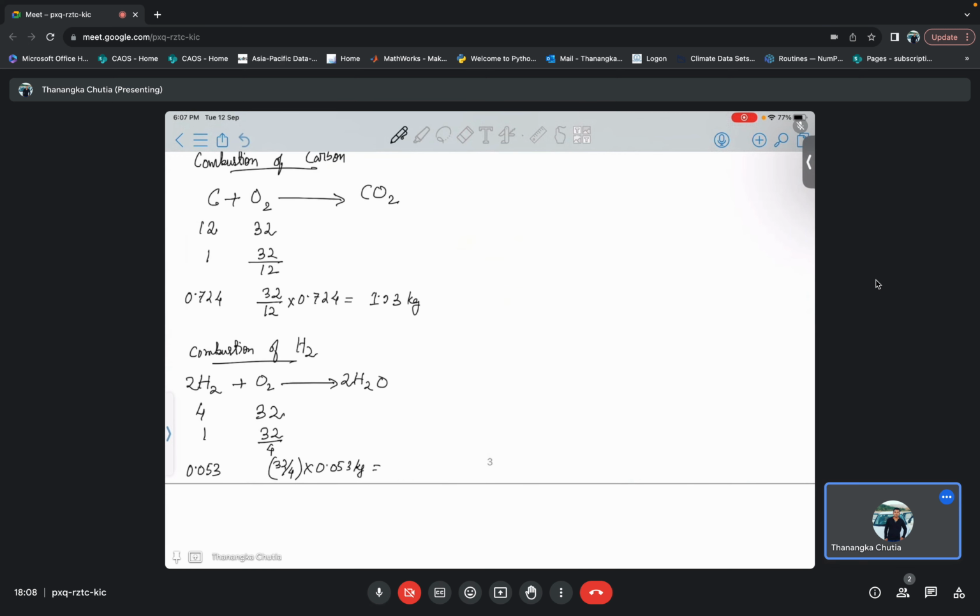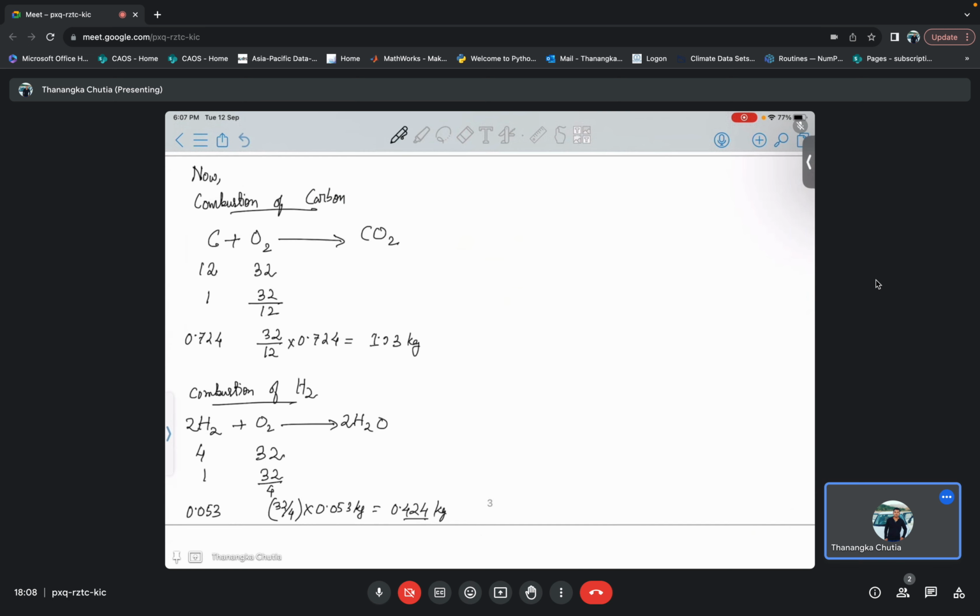So that is 0.424 kg. To burn the amount of hydrogen that is present, this much amount of oxygen we require.